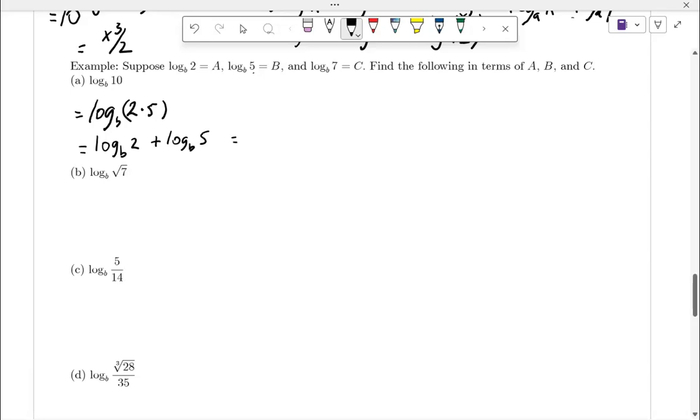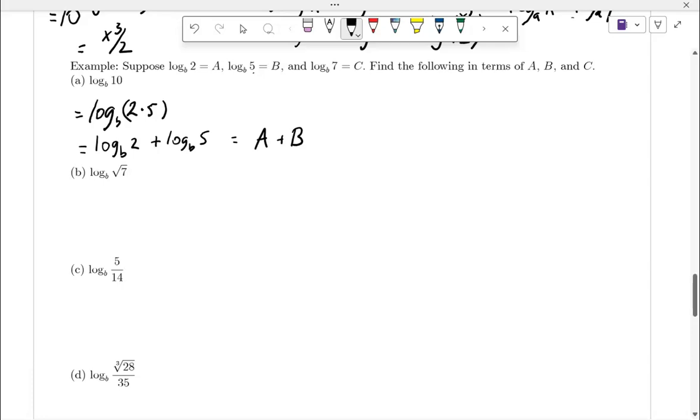According to what you're given, what is log base b of 2? What do they call that? That's A. What's log base b of 5? Capital B. There you go. So it's just asking you to write it in terms of the A and the B. Okay? Notice again here we wanted to get it as either log base b of 2, log base b of 5, or log base b of 7 by itself, right?